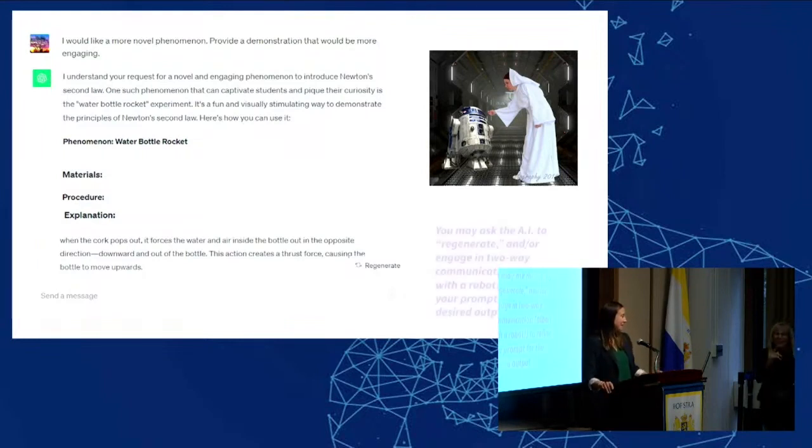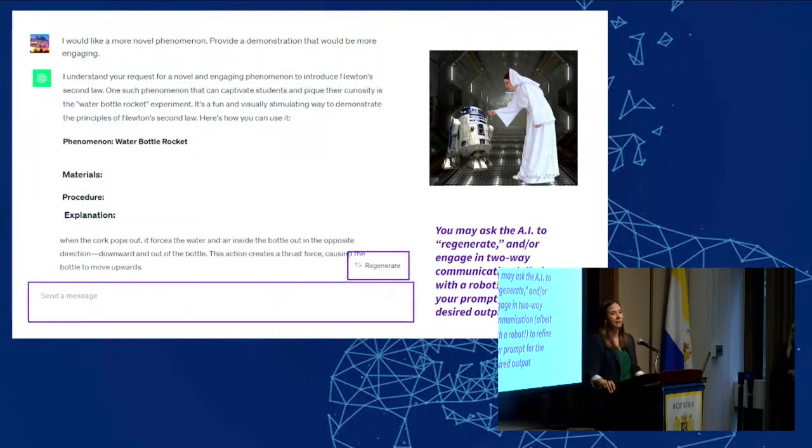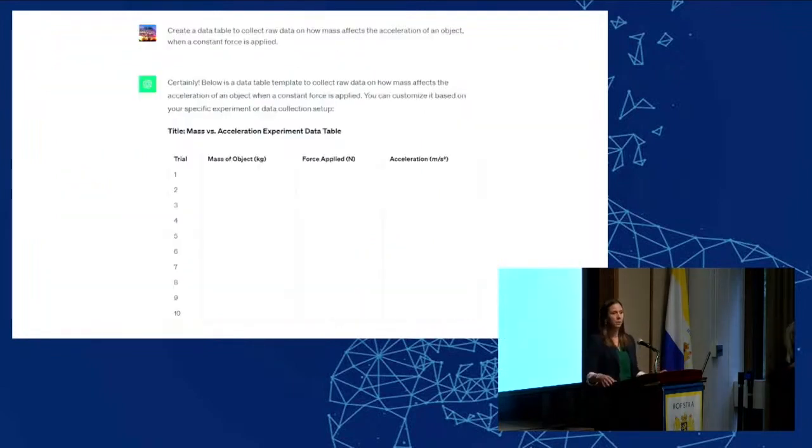So I loved the image of Princess Leia: "Help me, Obi-Wan Kenobi, you're my only hope." Because it feels silly to say it, but you are having a two-way conversation with a robot, with this artificial intelligence, and you're helping it to give you exactly what you want. So by regenerating and sending messages, it does refine. And like I said before, it doesn't give you the wrong answers, but it just doesn't always give you the whole picture.